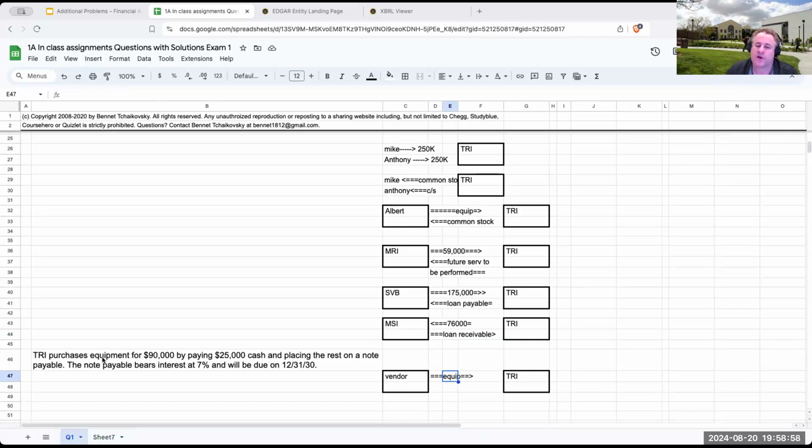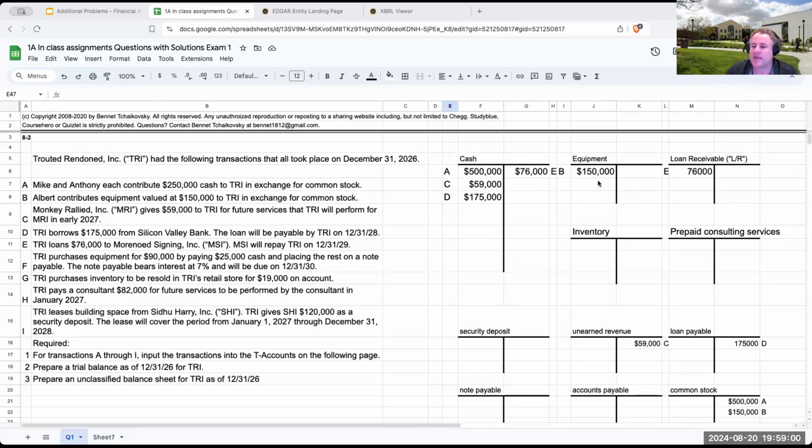We purchase equipment for 90,000, right? So I'm receiving equipment, and we want to label these transactions so we're not effed. No, we're just kidding. Oh, it's just the letter F.